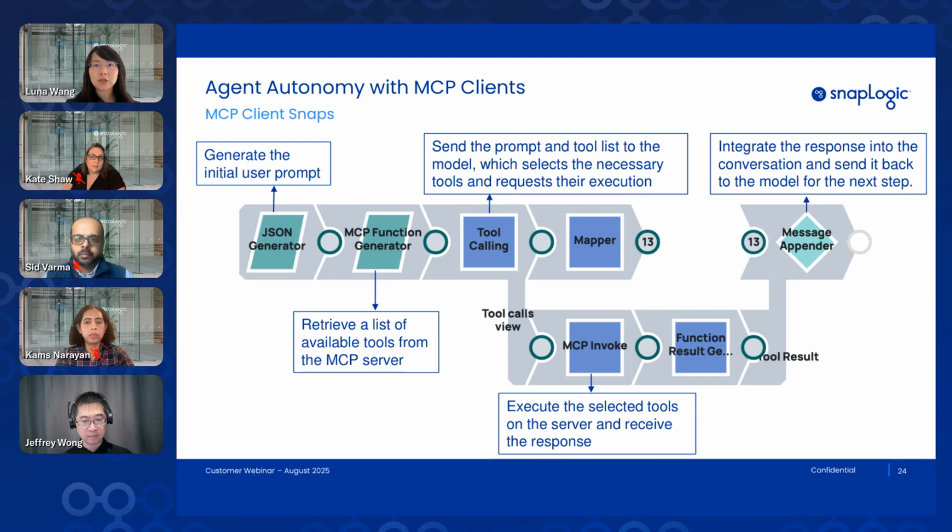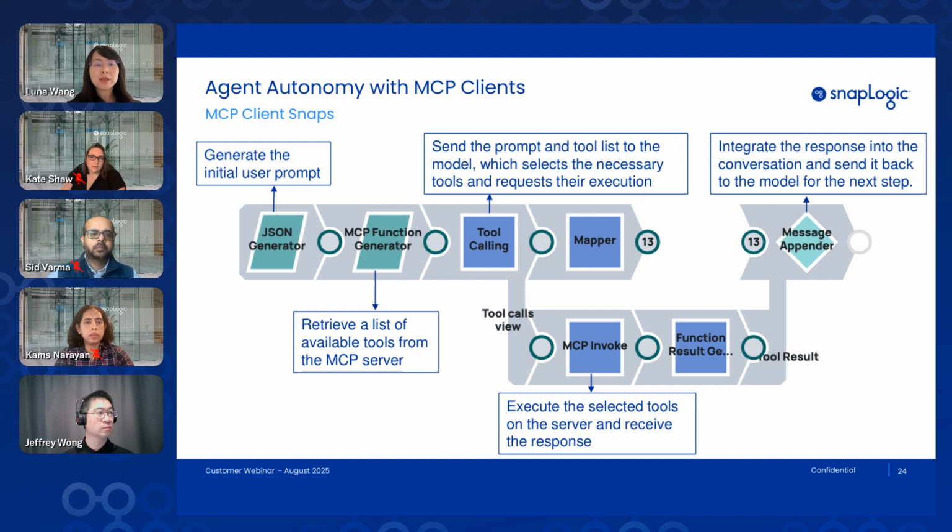And next, the MCP invoke snap will send the model request to the server. The server runs the tools and returns the result. And then in the message appender, we will add the result to the conversation and send it back to the model in the next loop to get the next instruction or the final answer. This structure aligns with our current agent framework.